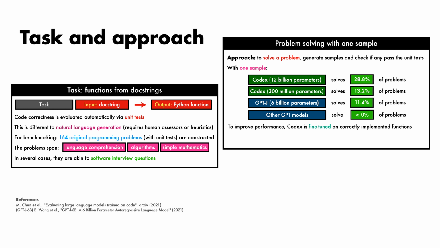To improve performance on the core task of synthesizing functions from docstrings, a Codex model is fine-tuned on a corpus of standalone, correctly implemented functions. The resulting 12 billion parameter model, referred to as Codex-S, solves 37.7% of problems with a single generated sample.